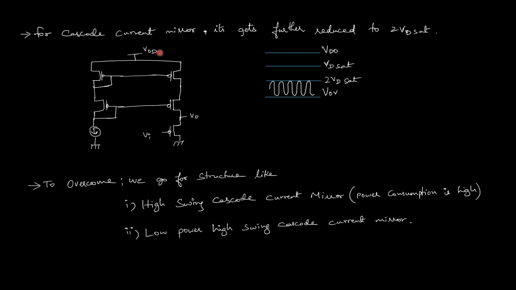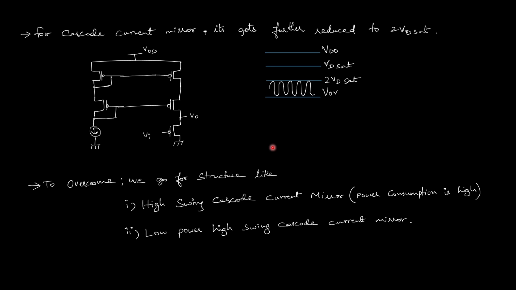However, in a cascode current mirror, two transistors are stacked. Therefore, the minimum voltage at the output becomes approximately equal to 2 times VDS,sat. Here we can see there is a much larger gap between VDD and 2 times VDS,sat. So this reduces the available output voltage swing. So by choosing the cascode current mirror, we are improving the current accuracy but sacrificing the voltage swing.